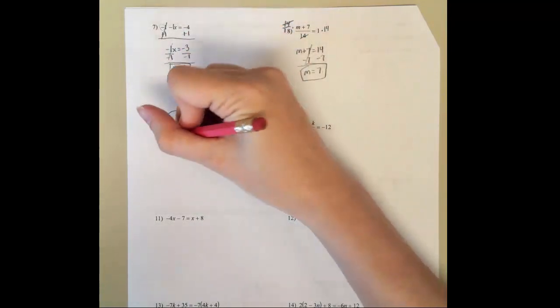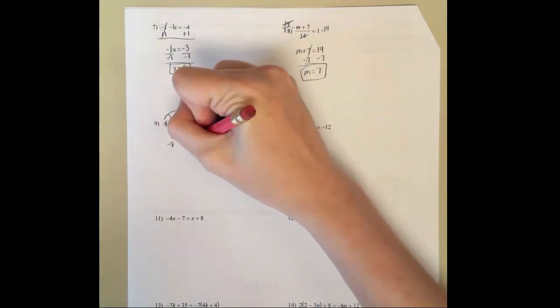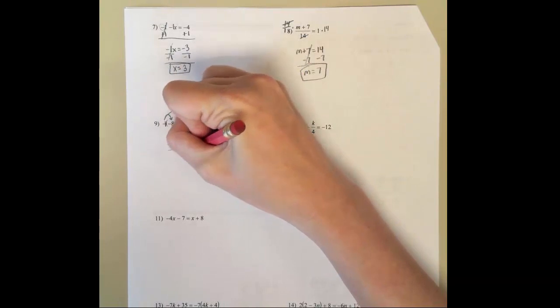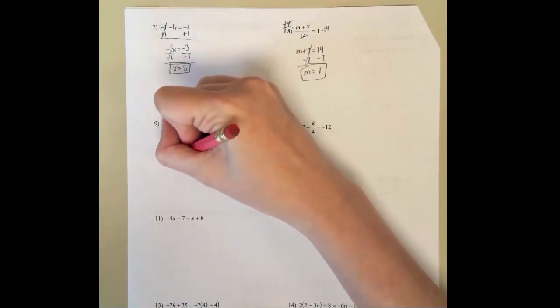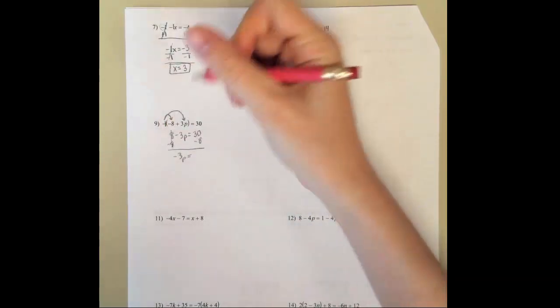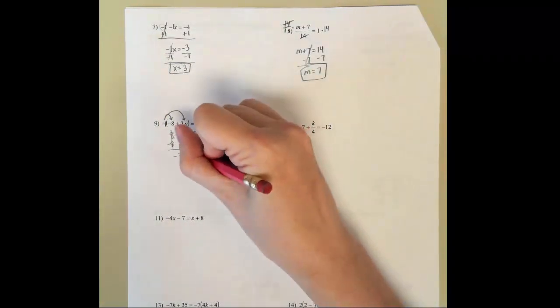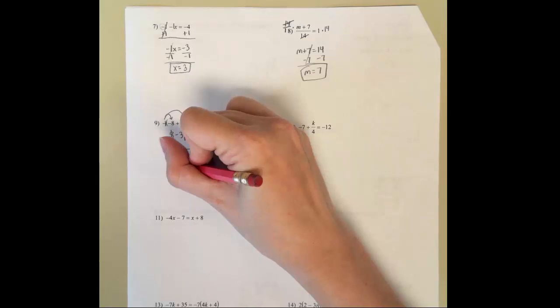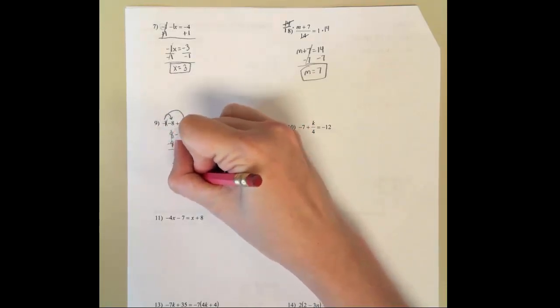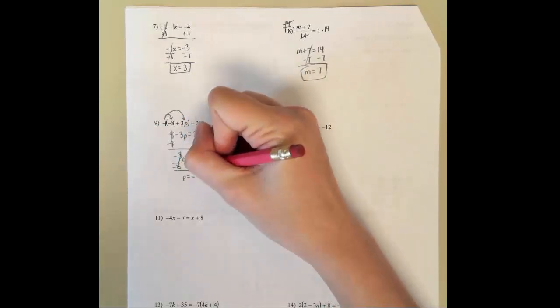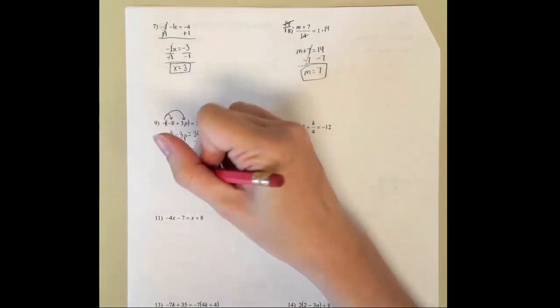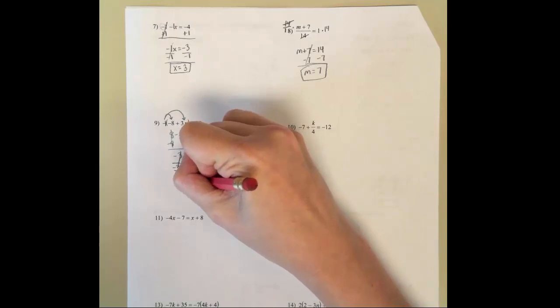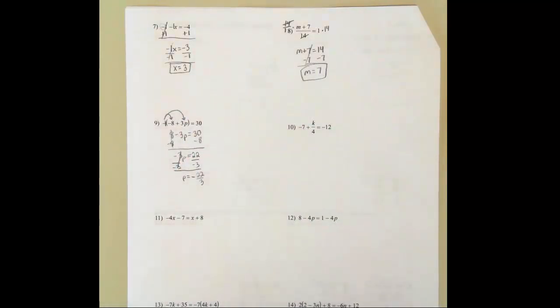Since 8 is now positive, I'm going to subtract 8 from both sides, and I get negative 3p equals 22. And then I'm going to divide by negative 3, and I get p equals, it's a negative, and I personally would just as soon leave this as 22 over 3 since it doesn't simplify.